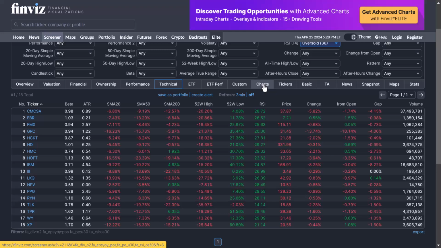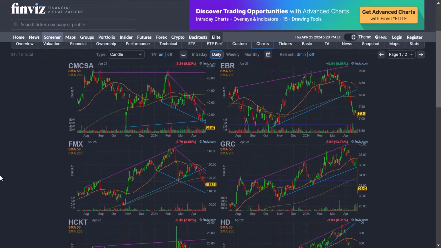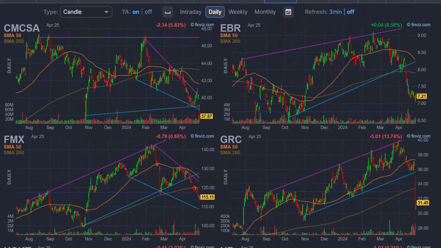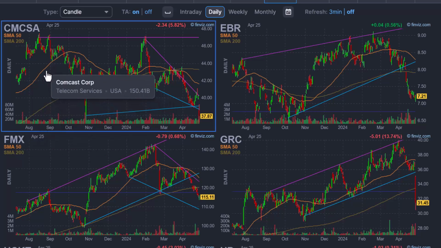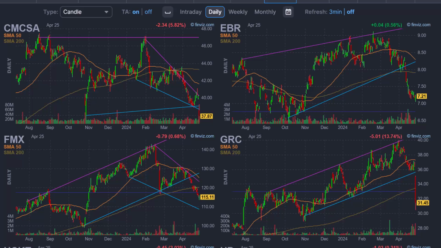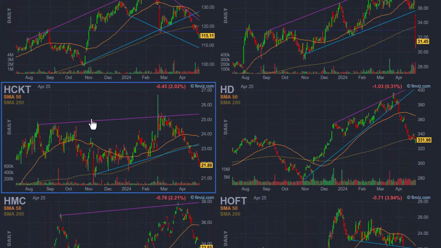Now, the thing that I like most about the Finviz scanner is that you can actually look at your screen results as miniature charts. This is really useful, especially if you're a swing trader looking for opportunities, because you can just take a quick look at these charts, see, in this case, the 50-day and 200-day moving averages, as well as trend lines, and get a really quick idea of whether a stock is setting up for a move up or down. And we'll just scroll through these charts.